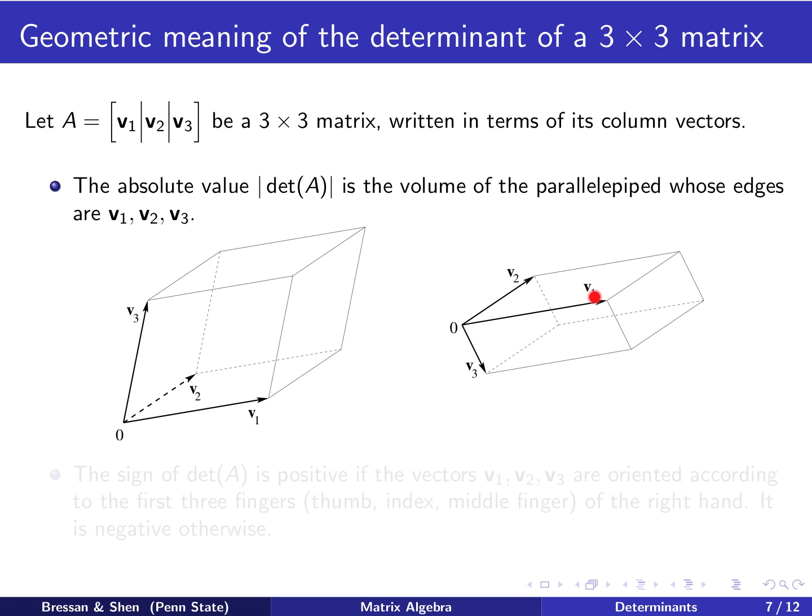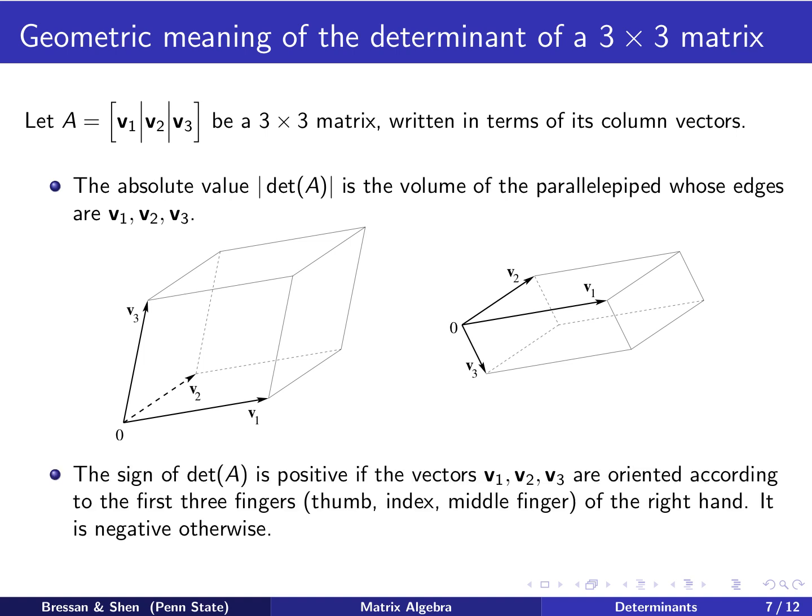So this v1 will be copied here and here and here, and the v3 will be copied here and here and here, and v2 will be copied here and here and here, and you form it. Okay, and the determinant of this matrix A here in absolute value will give you the volume of this parallelepiped.